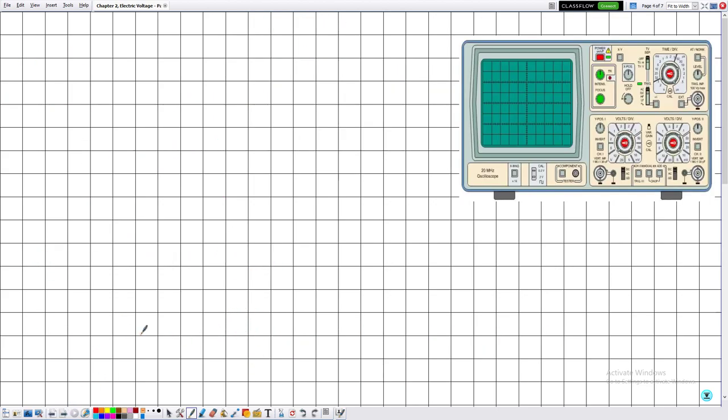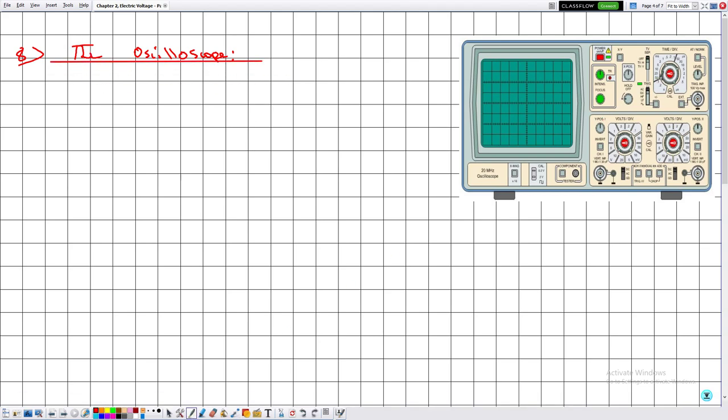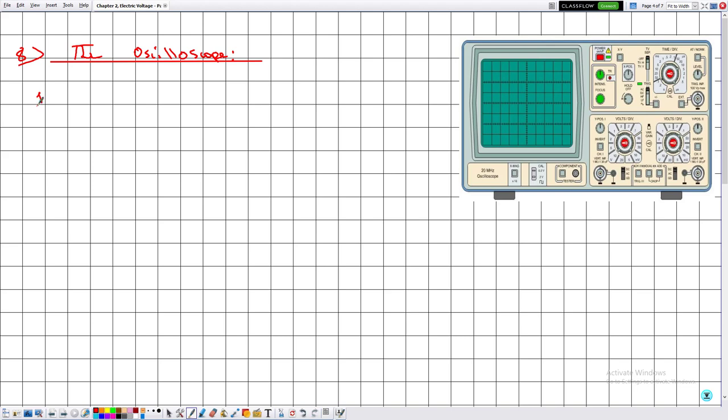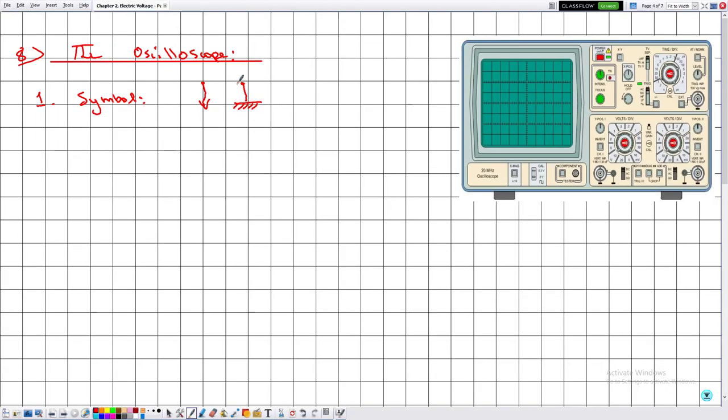Now we move to the next section, which is the oscilloscope. So section number 8, the oscilloscope. Then on the right we have the following document. This document represents the oscilloscope. Let's give the symbol of the oscilloscope, which is represented by two terminals. So this is the symbol of the oscilloscope. This is the first terminal and this is the second. Notice that this terminal is the same as for the reference potential.